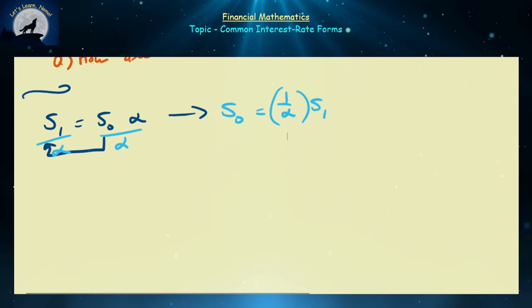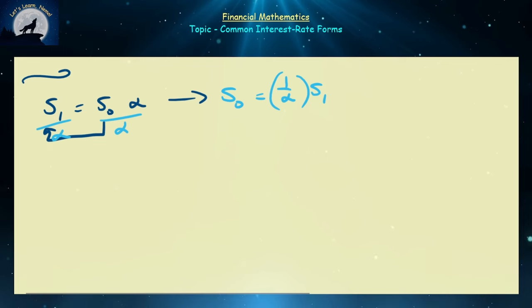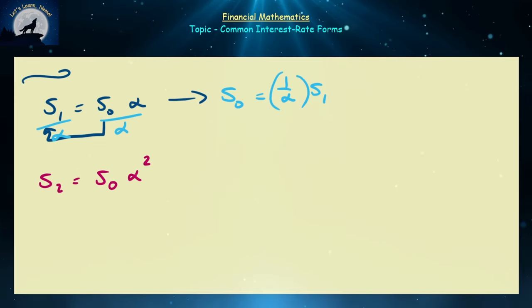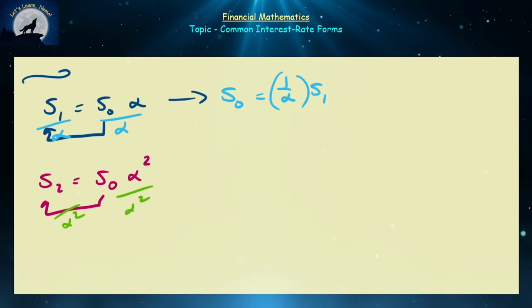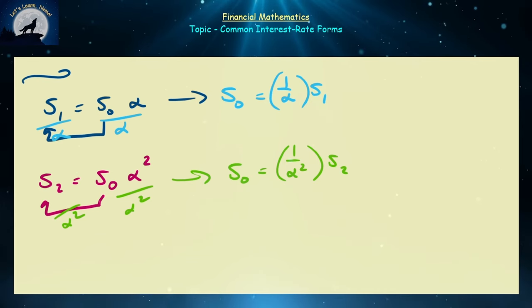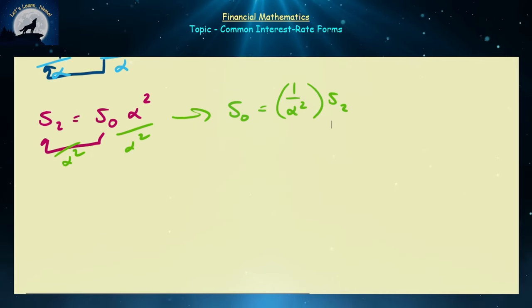Right? So if we want to go, for example, S2 is equal to S0 times alpha squared, well, that's two time steps forward in time since we're going from S0 to S2, and we want to get S0 by itself, so we're going to divide both sides by alpha squared. That's going to be equal to what? So that means S0 will be equal to 1 over alpha squared multiplied by S2. So you're like, okay, I'm starting to see a pattern now.